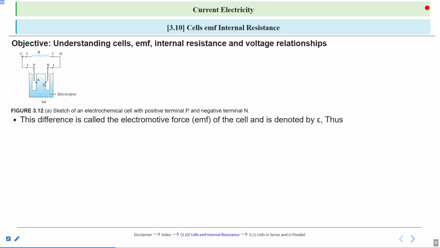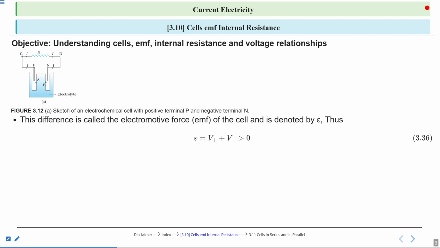If the cell is being used, then the potential difference across its ends is not equal to electromotive force. We are going to use this word EMF in our upcoming chapters also, so you have to clear your concept of what is potential difference and what is electromotive force. EMF is the potential difference when the cell is not being used, when there is no current drawn from the cell. The difference is called the electromotive force, EMF, of the cell, and it is denoted by epsilon. Small e is also used for EMF.